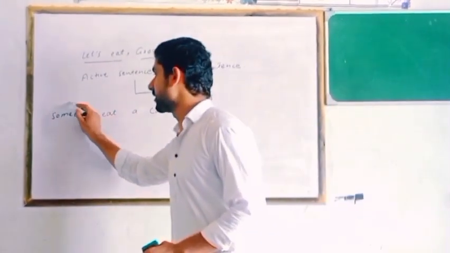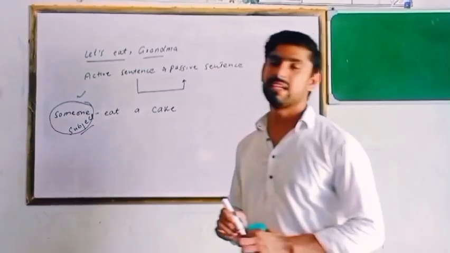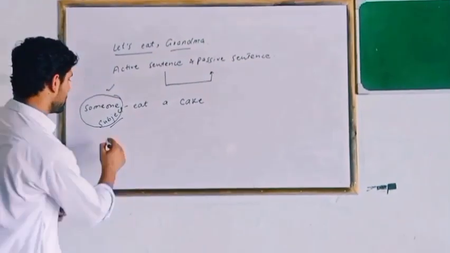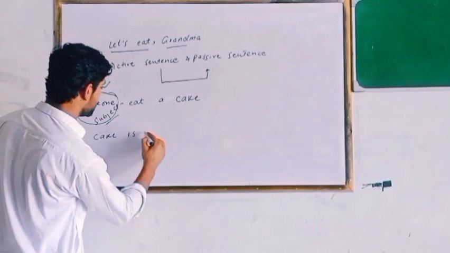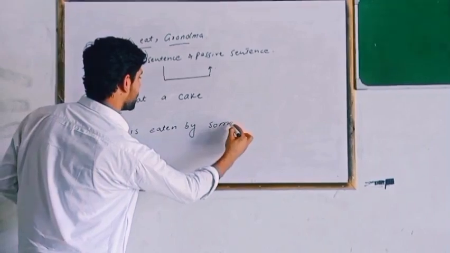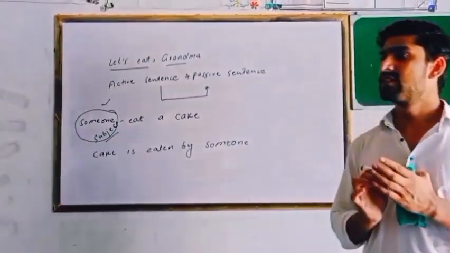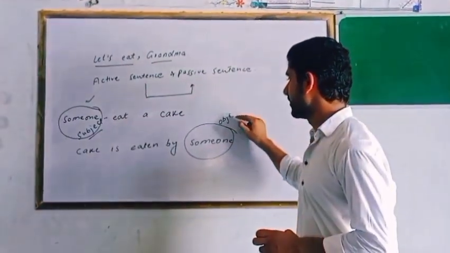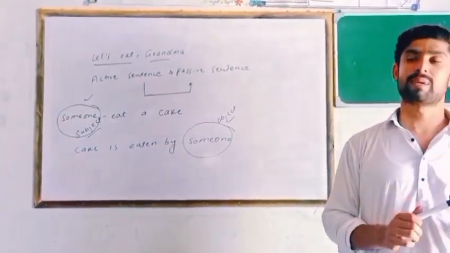Because the doer of the action is being used as the subject. Doer of the action is being used as subject. And if we use the sentence like this, cake is eaten by someone. So, is it an active sentence or passive sentence? Passive sentence. Why? Because the doer of the action is being used as an object. Well, so why do we use active sentence and why do we use passive sentence?